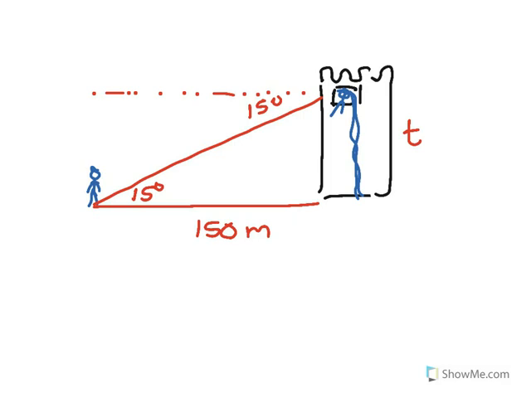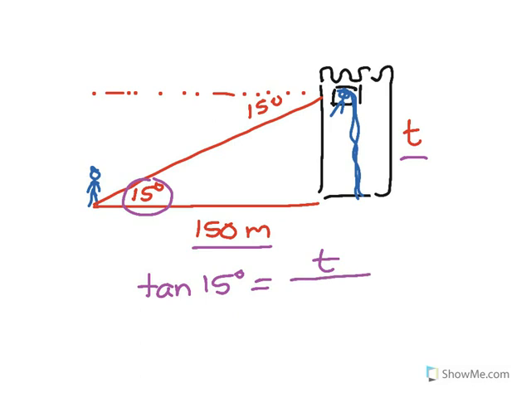So I can use trigonometry to find out the height or the length of Rapunzel's hair that it would need to be. So with respect to the 15 degree angle, I want to know the opposite side, and I've got the adjacent 150. So I can use the tangent function. I can say the tangent of a 15 degree angle should be equal to the ratio of the opposite side, t, over the adjacent side of 150 meters, if I look at this as a right triangle right here. So t is equal to 150 times the tangent of 15 degrees.